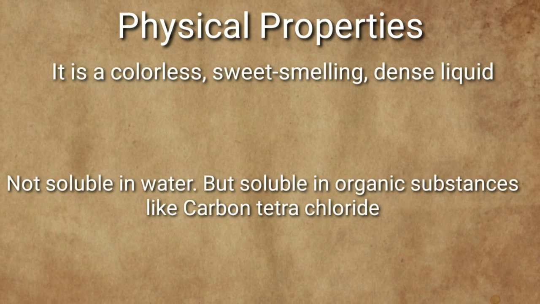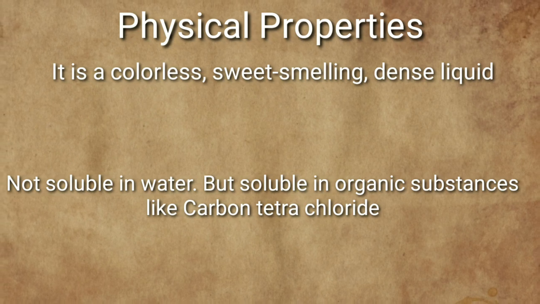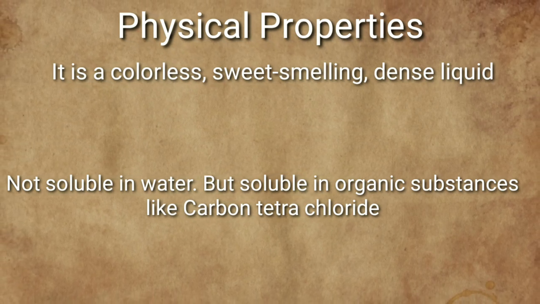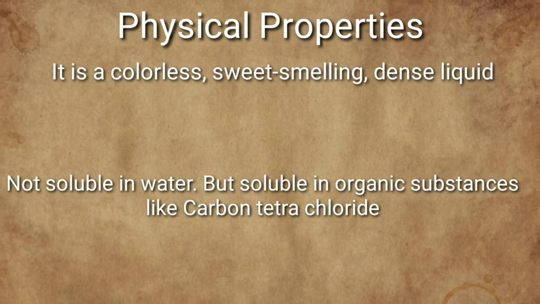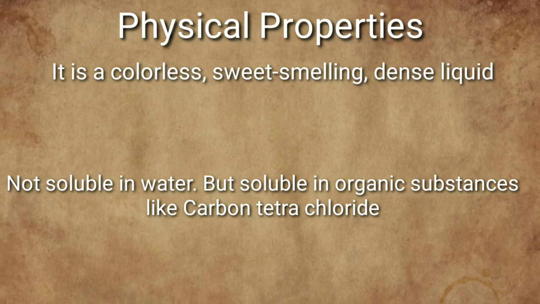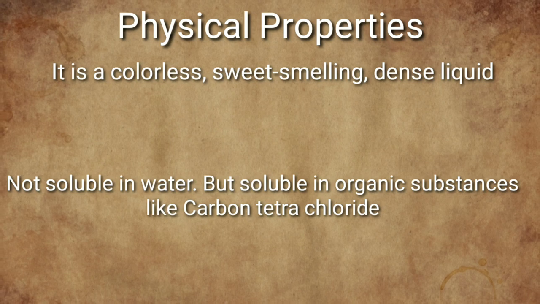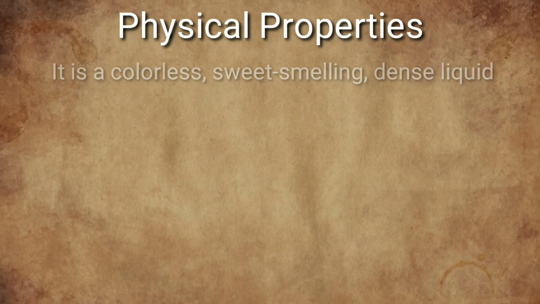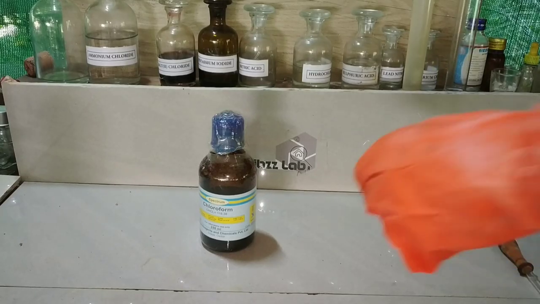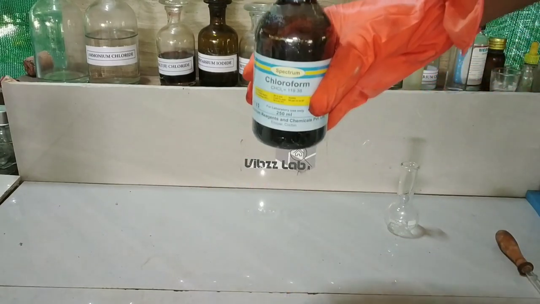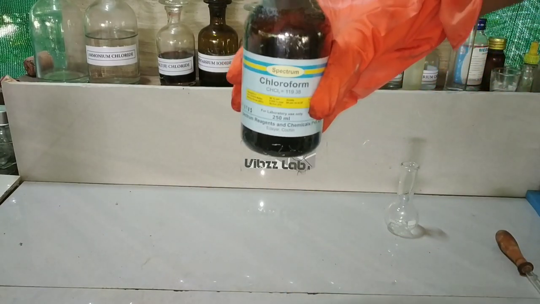Now we will be talking about the physical properties of chloroform. It is a colorless, sweet-smelling, dense liquid which is not soluble in water, but it is soluble in organic substances like carbon tetrachloride. It is itself an organic solvent for different substances like fat, oil, wax, etc. Now we will be seeing the physical properties of chloroform.